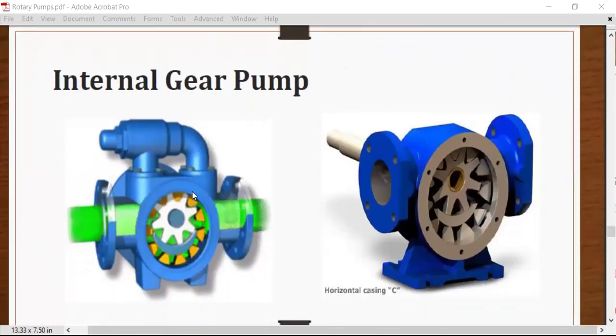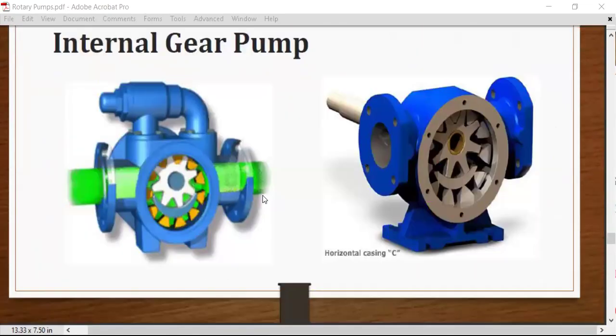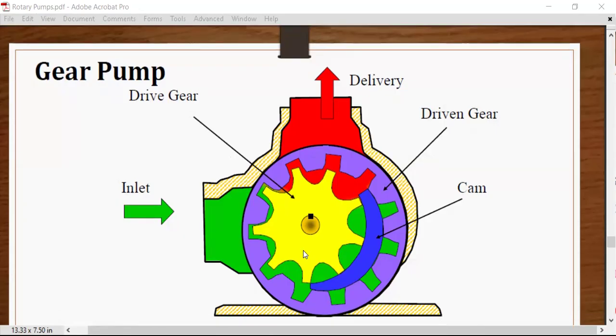This is the schematic view of the internal gear pump, which consists of an internal spur gear and an external spur gear. Here also, the liquid is drawn in through the suction port when the gears unmesh, carried along in the pockets, compressed, and then discharged at the delivery port of the pump. The violet one is the driven gear, and the yellow one is the driver gear.